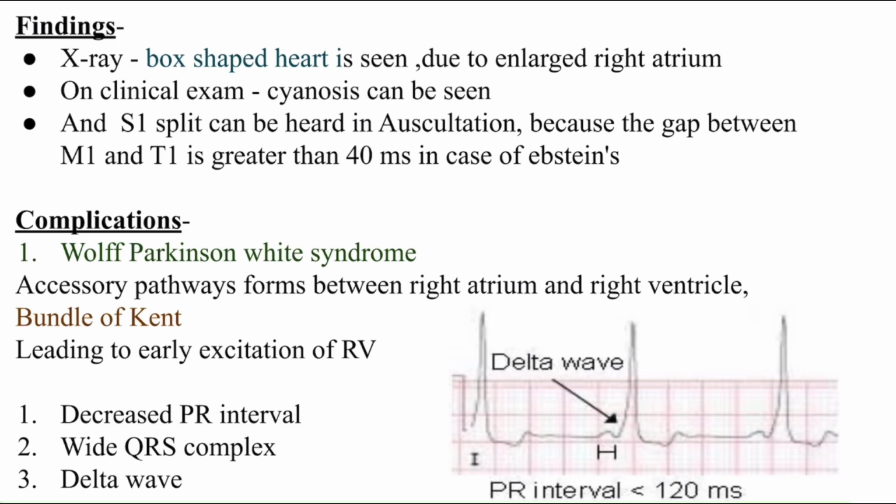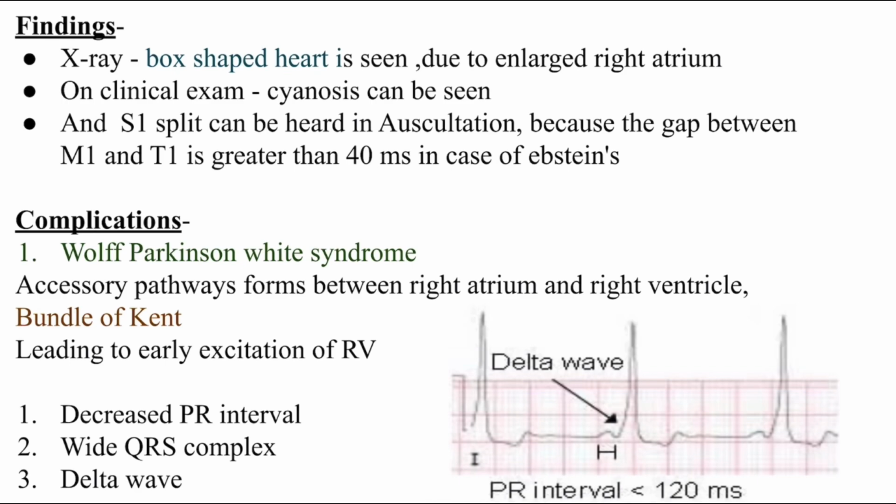But what happens in case of Ebstein's anomaly? The gap is greater than 40 milliseconds. So that is why you can also hear split in S1 sound. Coming to the complications, you can see Wolff-Parkinson-White syndrome, which is WPW syndrome. There will be accessory pathways formed between right atrium and the right ventricle. These accessory pathways are known as bundle of Kent in case of this WPW syndrome.